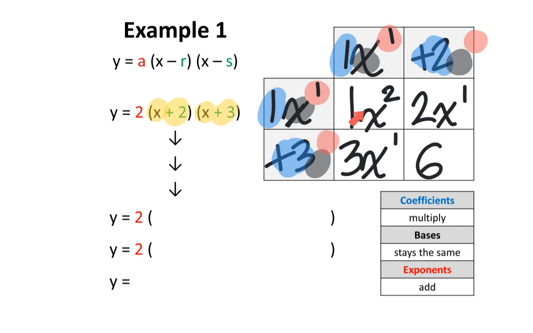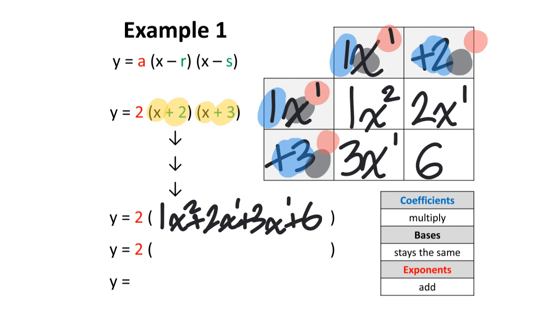I now want to take these 4 terms and rewrite them in this bracket. I'm going to rewrite 1x to the power of 2, 2x to the power of 1. I'm going to add a plus sign in front of it. And then we have 3x to the power of 1. Again, I'm going to add a plus sign in front of that. And we're going to rewrite 6. I'm going to write a plus sign in front of that as well.